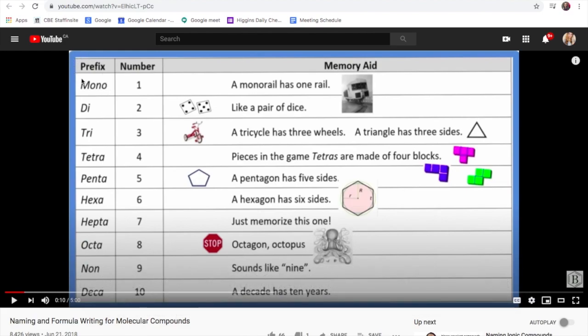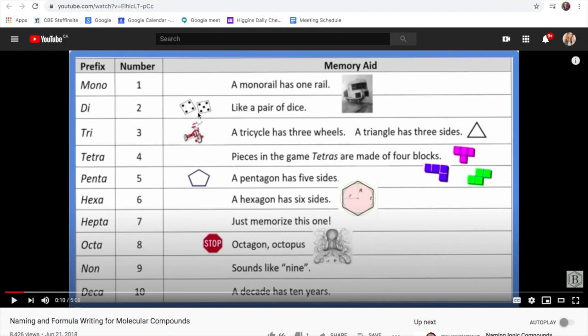When you're looking at your prefixes, it's important to remember what they are. So we've got mono, di, tri, tetra, penta, hexa, hepta, octa, non, and deca. Really what that means is 1, 2, and so on and so forth. But it's best to find a way to remember it, and I kind of like this, so I'll just quickly go over it. So 1 is mono, like monorail, right? We know mono means 1. 2 is di, like a pair of dice in this example.